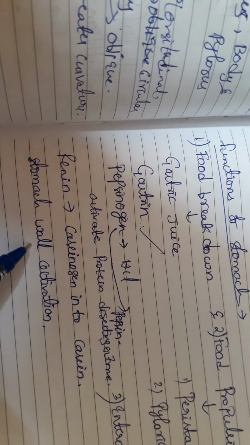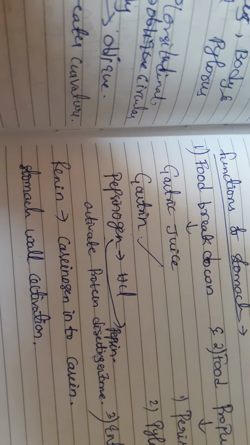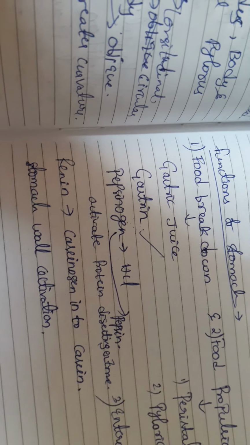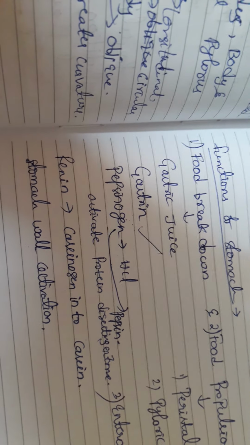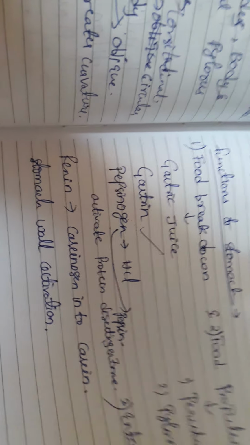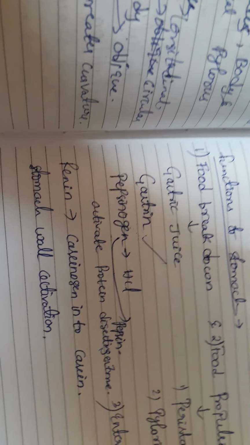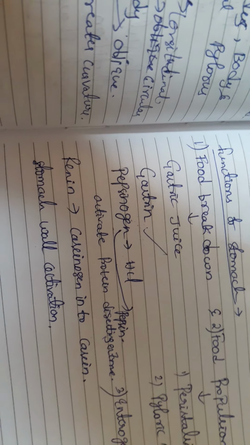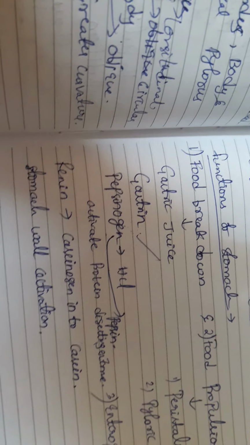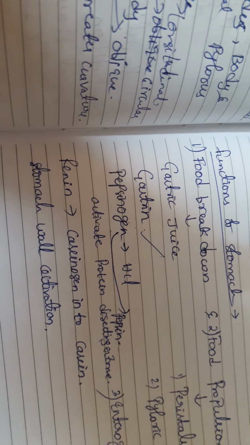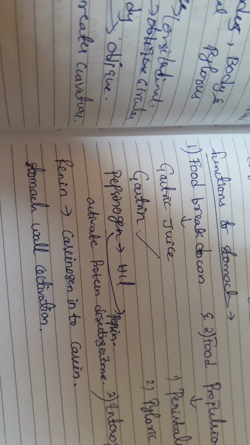And next, food entry. As food enters and fills the stomach, its walls begin to stretch at the same time as the gastric juices are being secreted. Nothing but with food entry, distension, the stretching of the stomach walls, takes place, which automatically helps the involuntary secretion of the gastric juices at the same time.